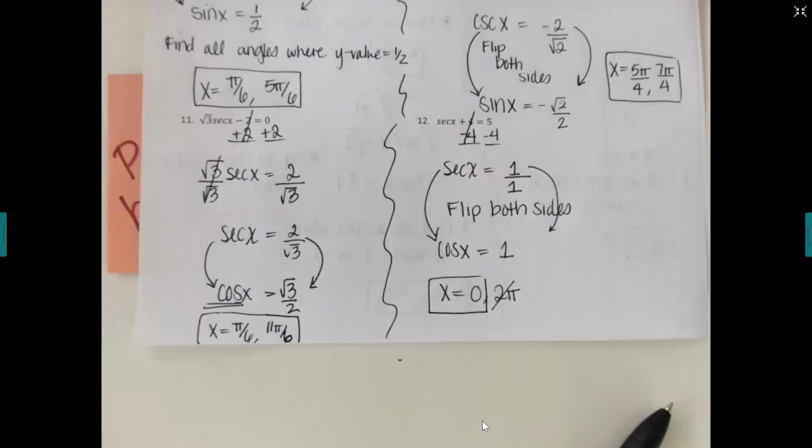Root 3 is on top. One is on bottom, which is the same. Good. Okay, let's do tan. So 30 degrees.